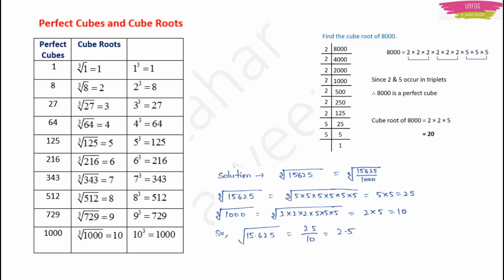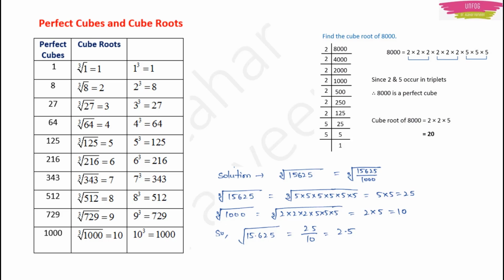I will see that in 15,625, 5 is there, right? I will take the LCM with 5. And 1000 means it is 0, it is an even number, right? I will take the LCM with 2 and then we'll end it with 5. Then I will see the cube root. See, 5 is 6 times, right? So the cube root will become 2, it will be 5 into 5.